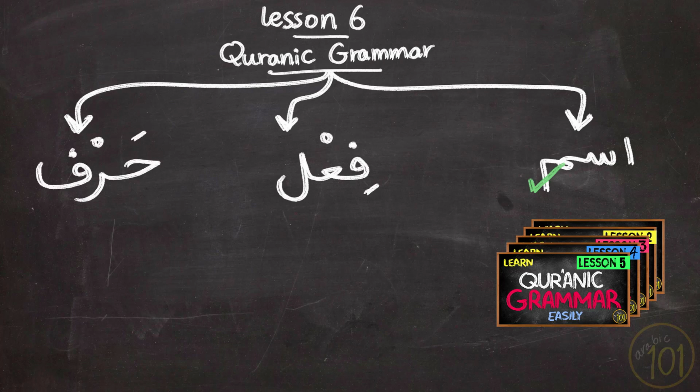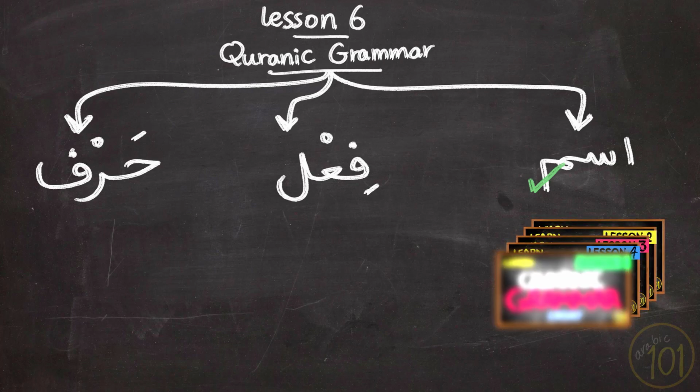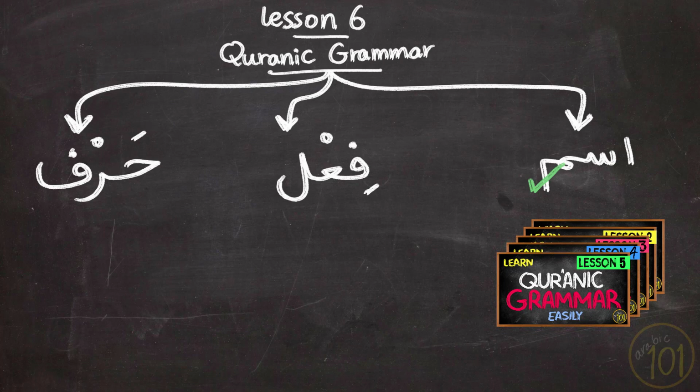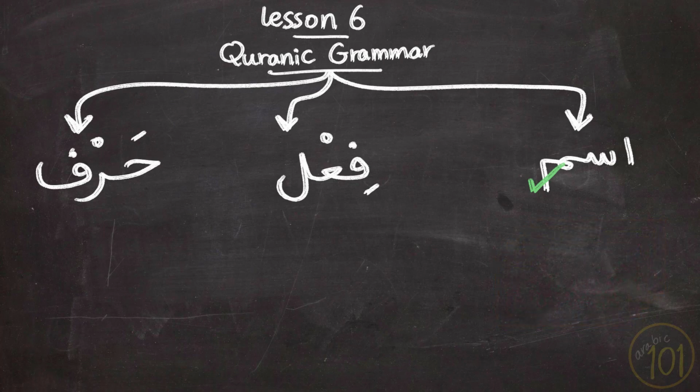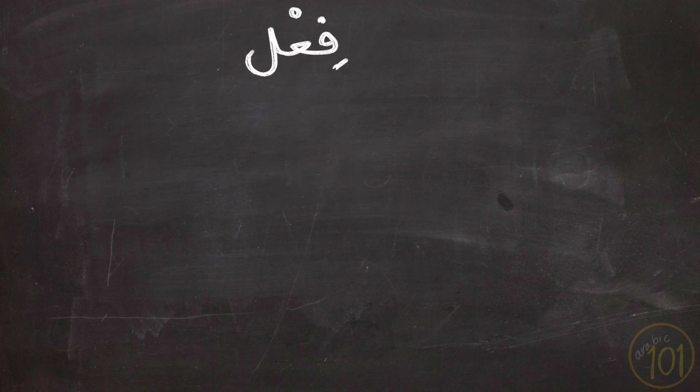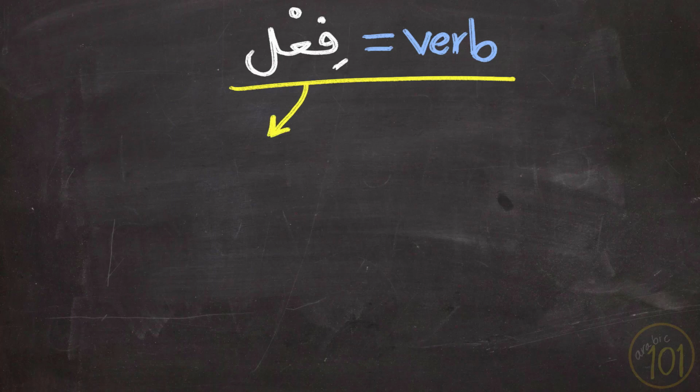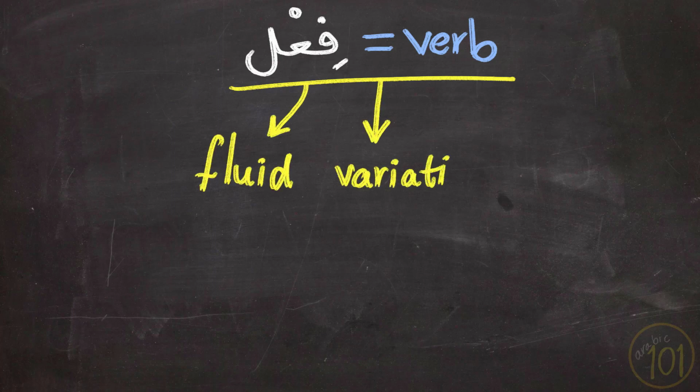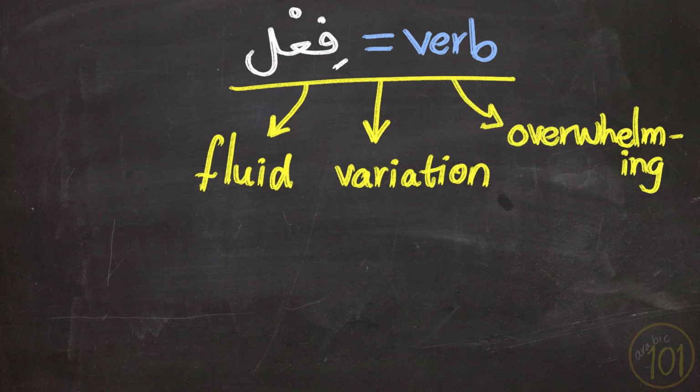It is absolutely necessary that you have watched these first 5 lessons before proceeding with this lesson, since today we'll be starting with a brand new topic, which is the Arabic fi'l. In Arabic, fi'l means verb, and this topic is possibly one of the most problematic topics for a lot of learners because of how fluid Arabic verbs are, and because of the variations of each verb in Arabic, which can be quite overwhelming for some beginners.